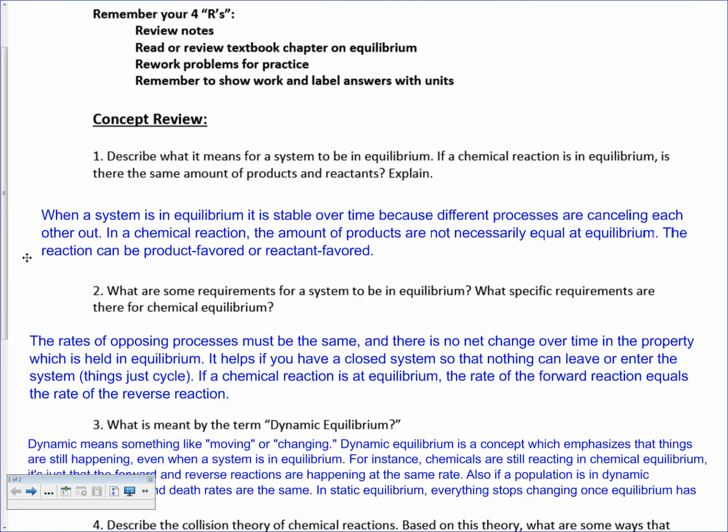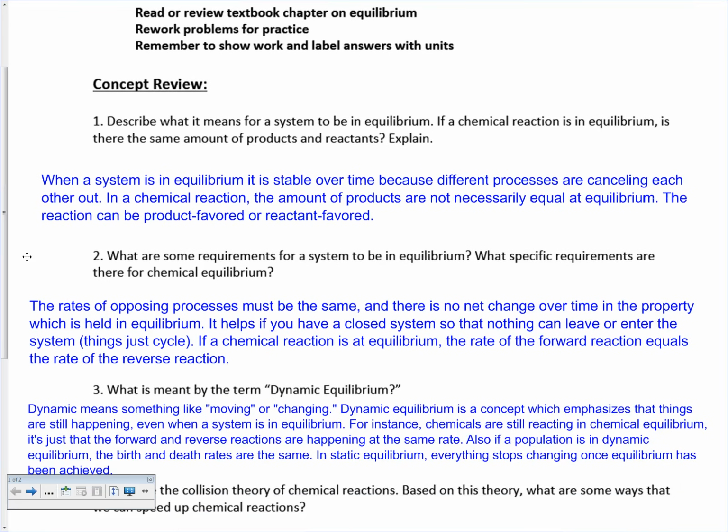So looking down here, one of the things it says, equilibrium doesn't mean that there are equal amounts of something. For instance, you don't have to have equal amounts of reactants as you do products. Some reactions are heavily product favored or heavily reactant favored, and so there's not necessarily equal amounts. That's not what equilibrium means.